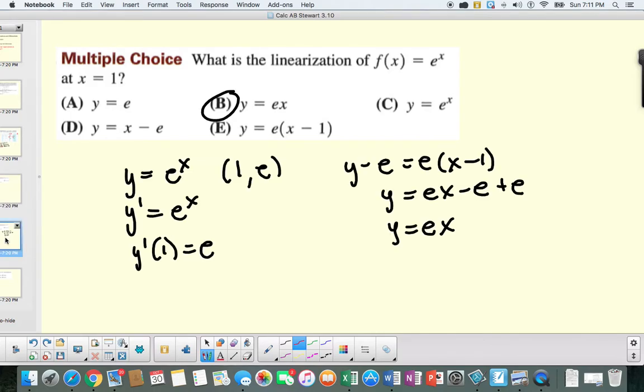Okay, here's the answer. The function is y equal to e to the x. I'm going to find its derivative, e to the x, and then evaluate it at 1. Now, the point of tangency is (1, e). So I'm going to use that point and this slope in my point-slope formula, solve for y, and then I isolate y, and I get this. So that's my linearization.